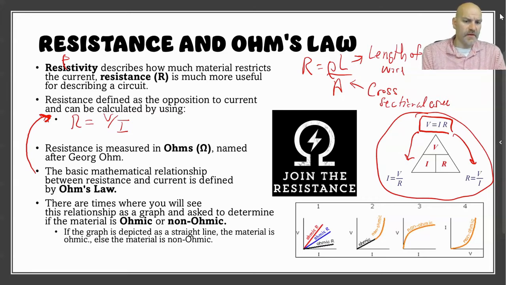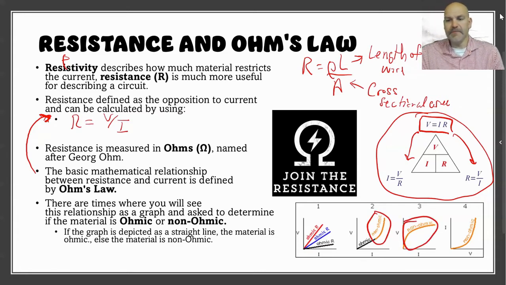Sometimes a material will be ohmic, sometimes it'll be non-ohmic. If you do a lab or an activity and plot voltage versus current, and it is a straight line, then the material is what we call ohmic, so it behaves like Ohm's law. When you start getting into the curved sections, then it's non-ohmic, which means it doesn't follow Ohm's law.